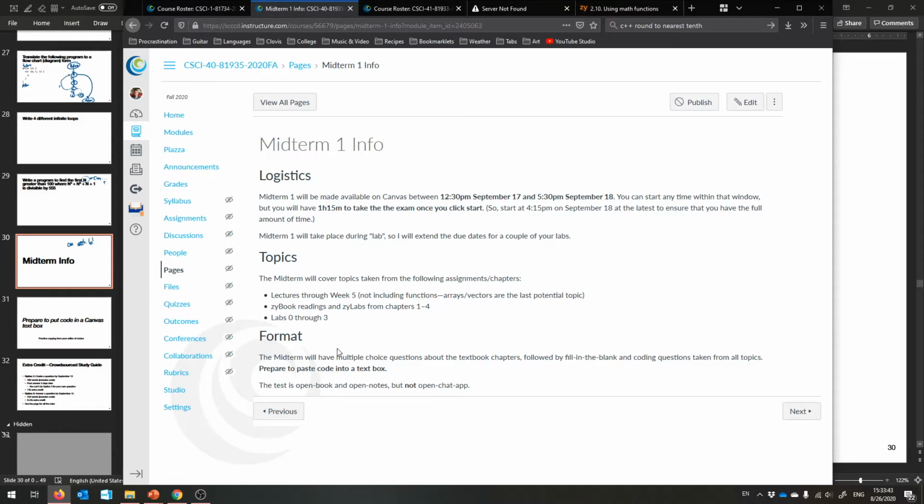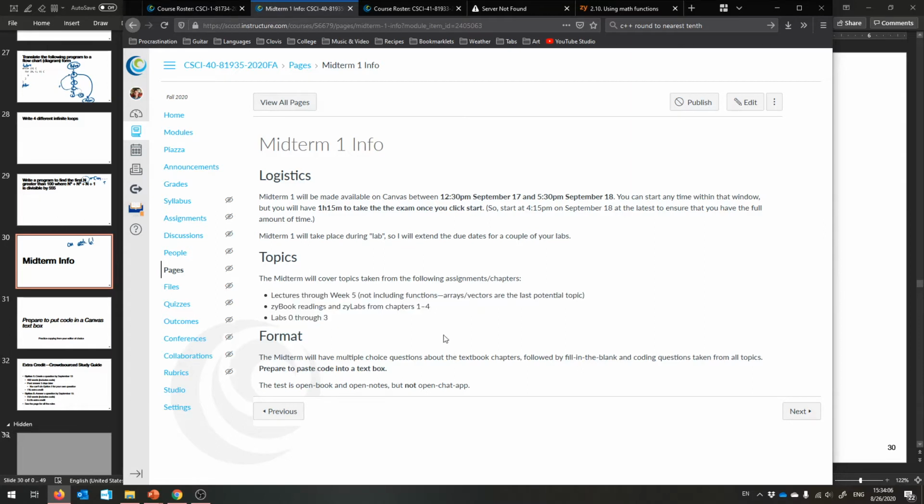And the format of the midterm is going to be this. So it'll be like 2 halves almost. The first half will have multiple choice questions from the textbook chapters. So chapters 1 through 4, making sure you read those. And then after that, it's just a free-for-all. So fill in the blank / coding questions taken from all these topics up here.